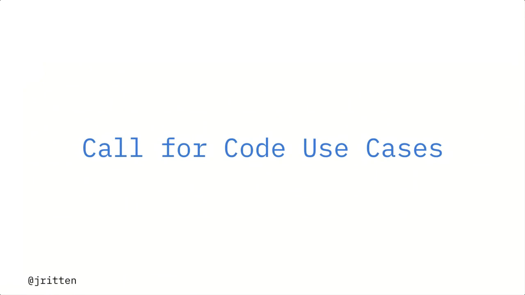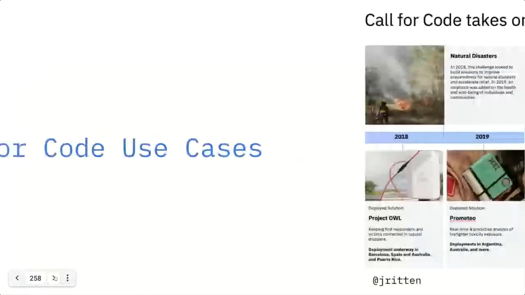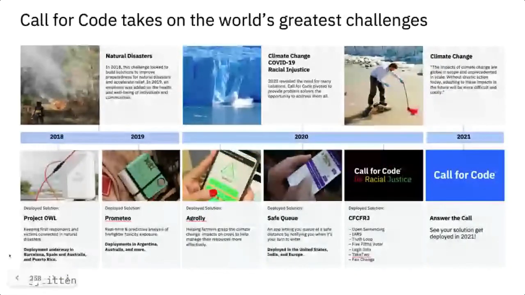Okay, so we have some Call for Code use cases here. I'll just briefly go over them with you. We have a lot of really cool Call for Code projects focused on natural disasters, climate change, racial injustice. As you can see here, in 2018 we have a Project OWL solution, and actually deployment is underway in Barcelona, Spain, Australia, and Puerto Rico.